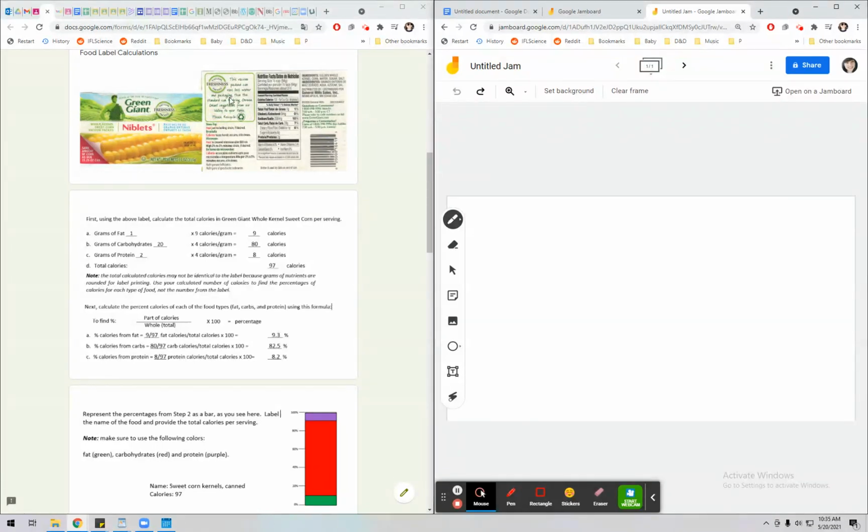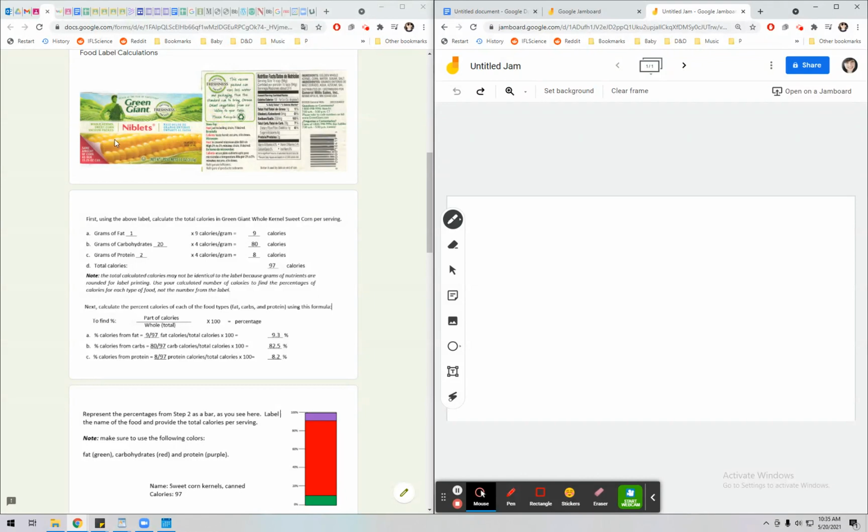But if we look at the food label first, it's a little bit hard to see in the Screencastify, but you also have the copy, so you can use yours. We're going to look at the food label, and then here is the math sheet for it. And you're going to be using your own food labels, of course, but I wanted to show you how to specifically do the math portion of it, and then, of course, do the graphing.